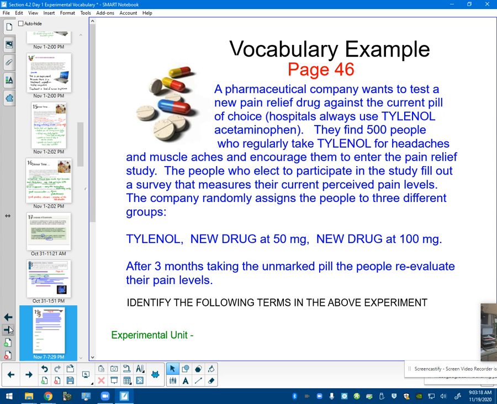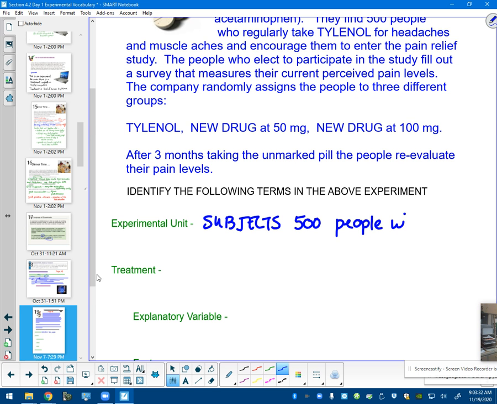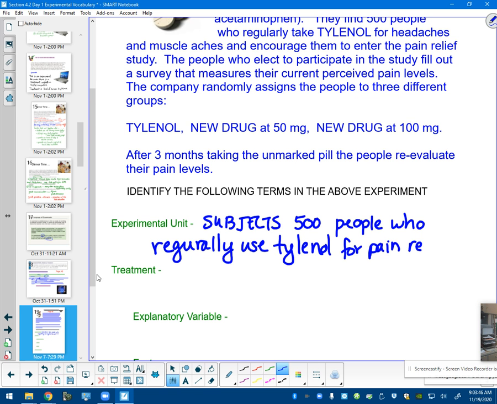Identify the following terms in the above experiment. What are the experimental units? They are actually called subjects. There are 500 people who regularly use Tylenol for pain relief. So that's being very detailed.